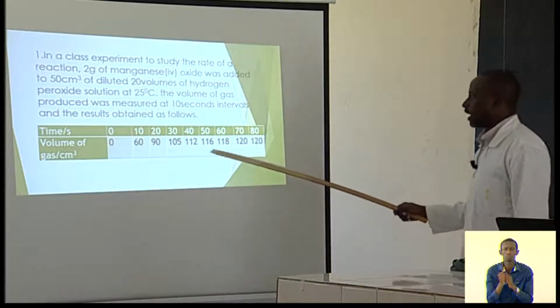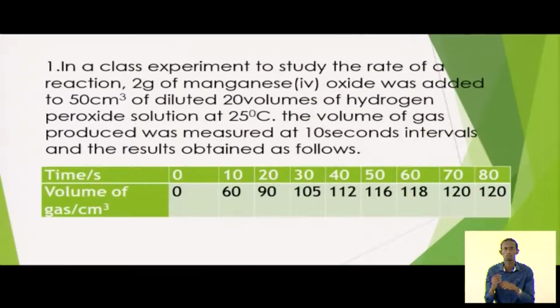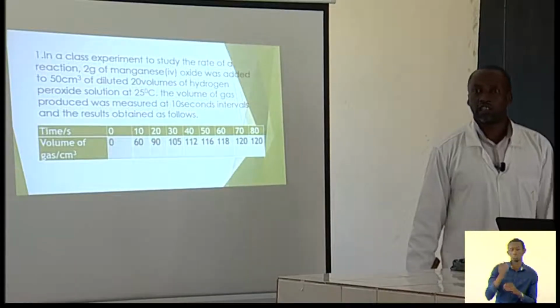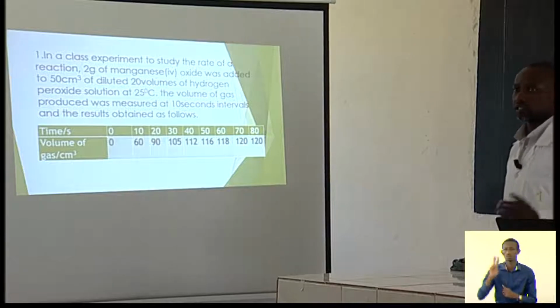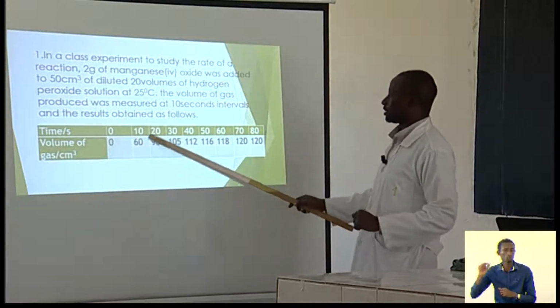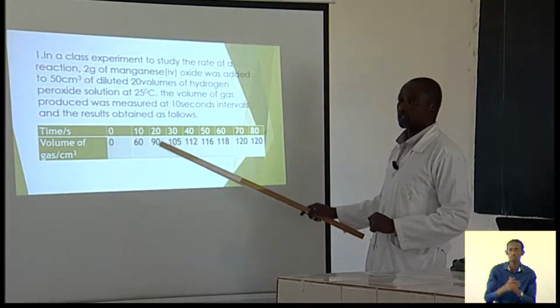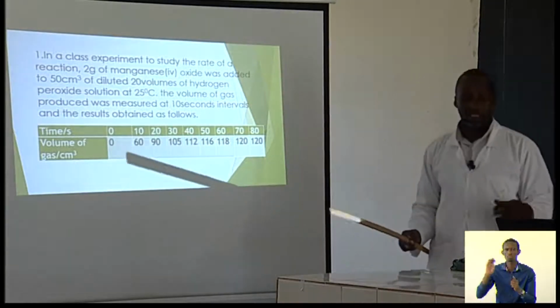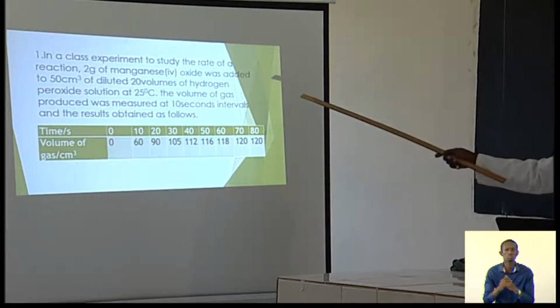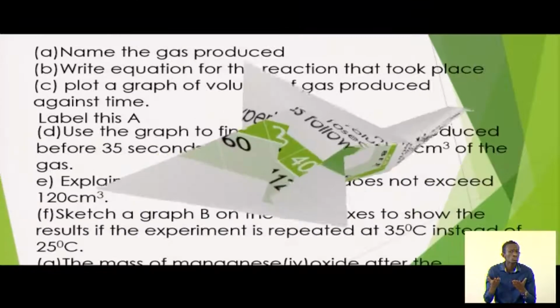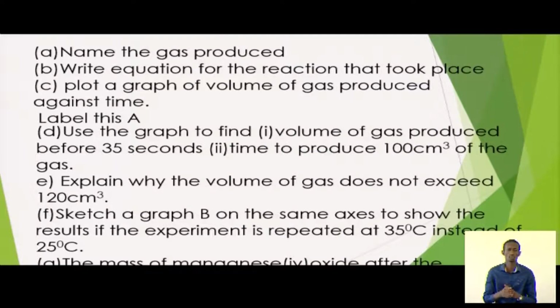So the results are here. We have the time, 0, 10, 20, 30, up to 80, in intervals of 10, and the volume of the gas produced. Of course, at 0, before you start the experiment, the volume of the gas is 0 as well. At 10 seconds, 60, and at 20 seconds, this was 90. Those are the volumes of the gas, the gas produced in the reaction. That is the first question: name the gas produced.